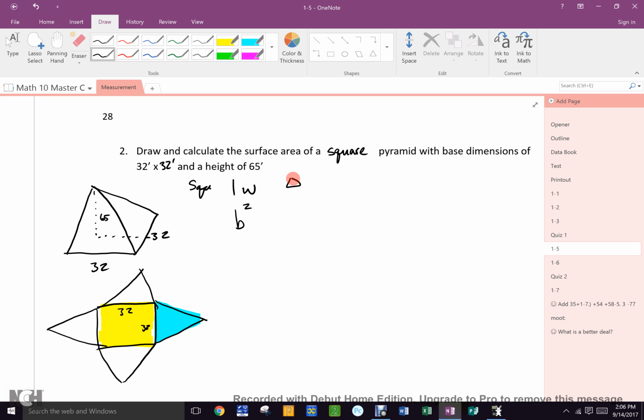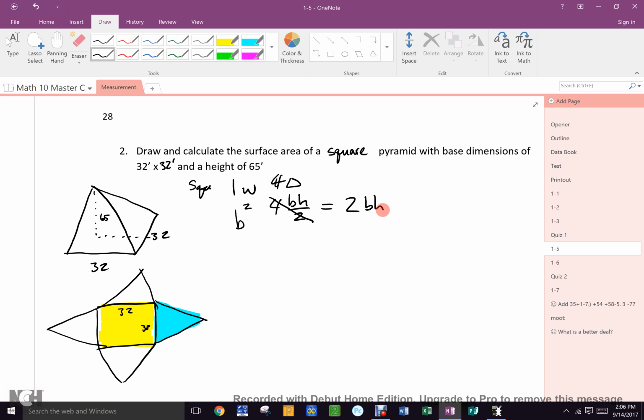What is one triangle? Base times height divided by 2, correct? But how many triangles do we have? 4 of them. What happens to that 4 and that 2? They cancel each other out, and I end up with 2 base times height. Does everyone agree? Is everyone cool with that?